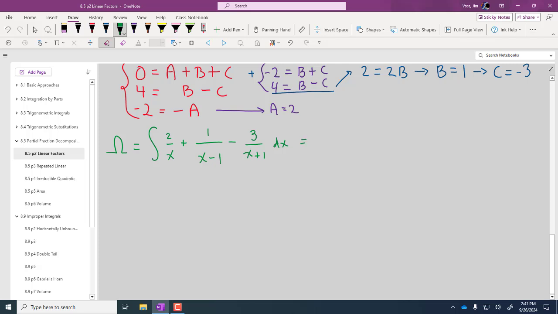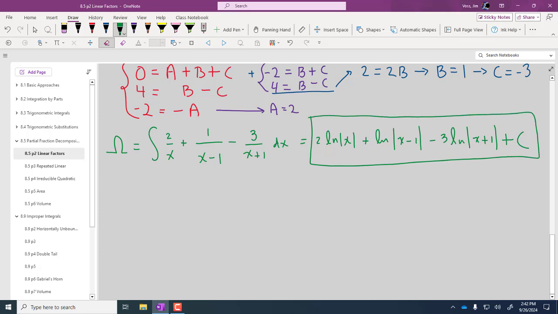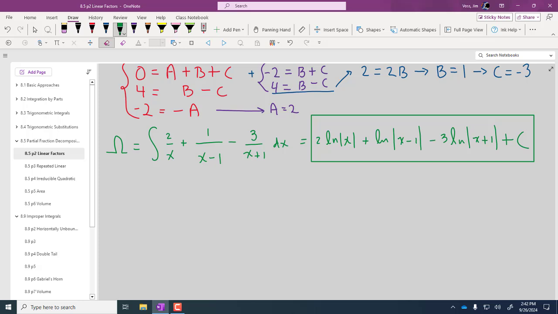So we end up with 2 times the natural log of absolute x, plus natural log of absolute x minus 1, minus 3 times the natural log of x plus 1, plus integration constant. Not too bad. And again, we normally aren't going to use log properties. It gets to be just tedious. Bring up the 2, bring up the 3. You can do it, of course, but you won't be required to on the test.